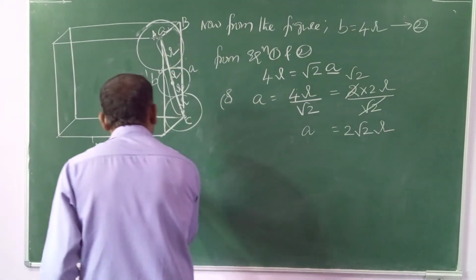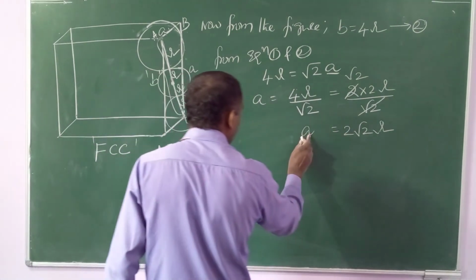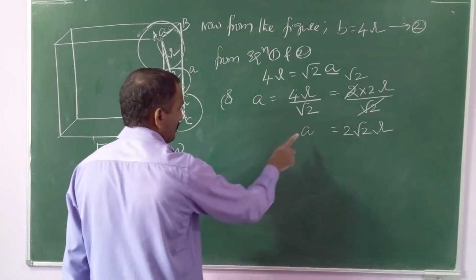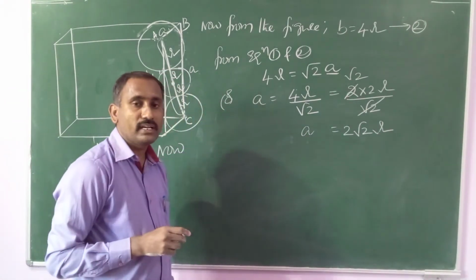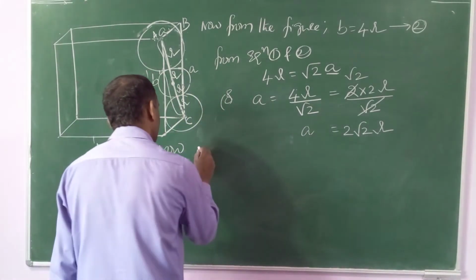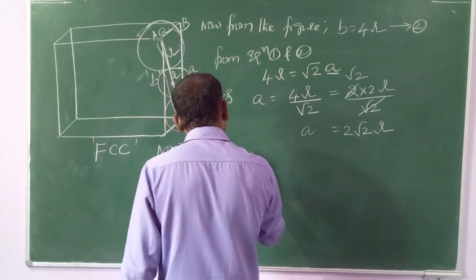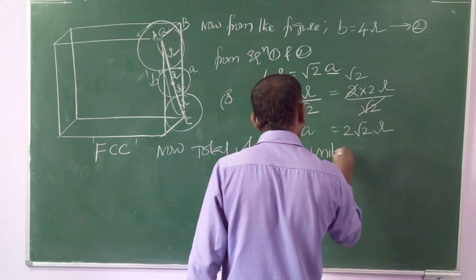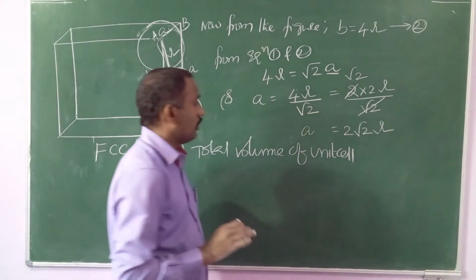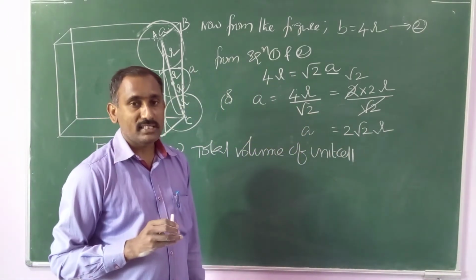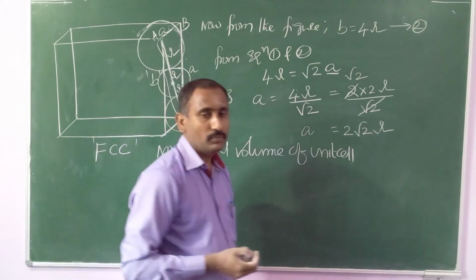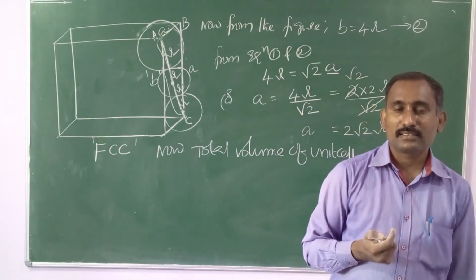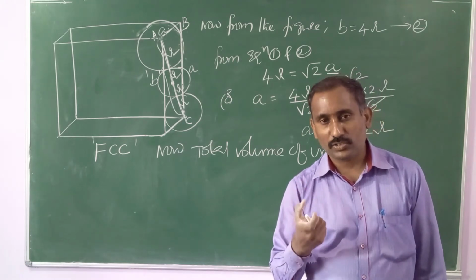Now, after separating A, immediately you can calculate total volume of unit cell. So all the three unit cells are what shape? Cubic shape. We are having cubical unit cells in our syllabus. So unit cell shape is cube shape.